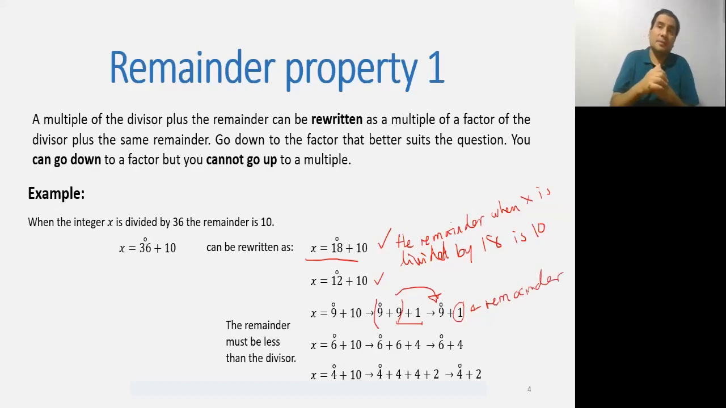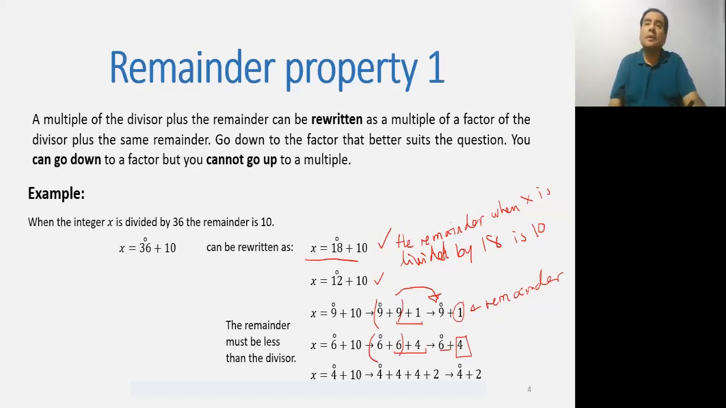Let's see another case. If x is a multiple of 6 plus 10, since 6 is also a factor of 36, what happens now? You can split up 10 into 6 and a 4. So, you can put this together. A multiple of 6 plus 6 is still a multiple of 6, and the remainder of the division would be 4.